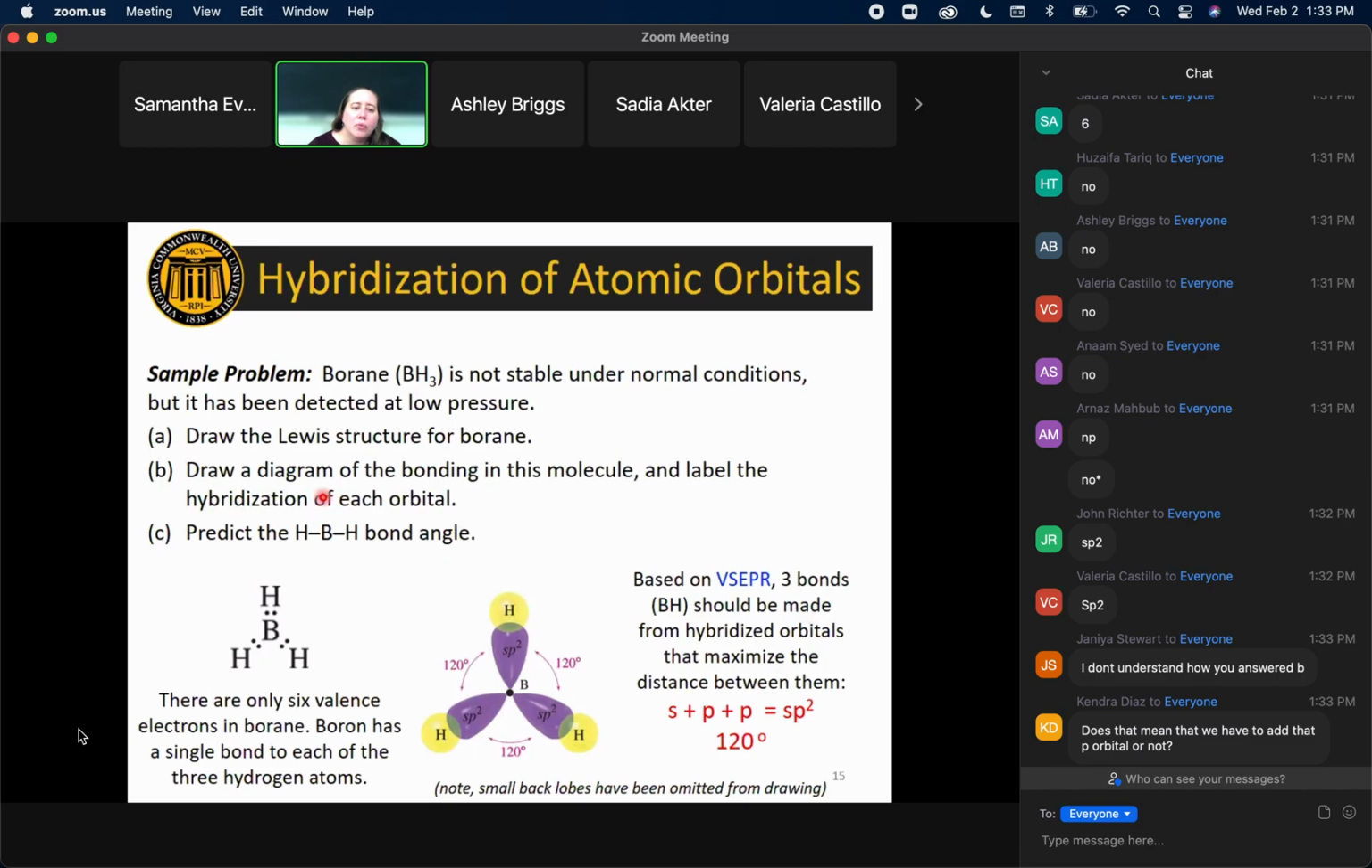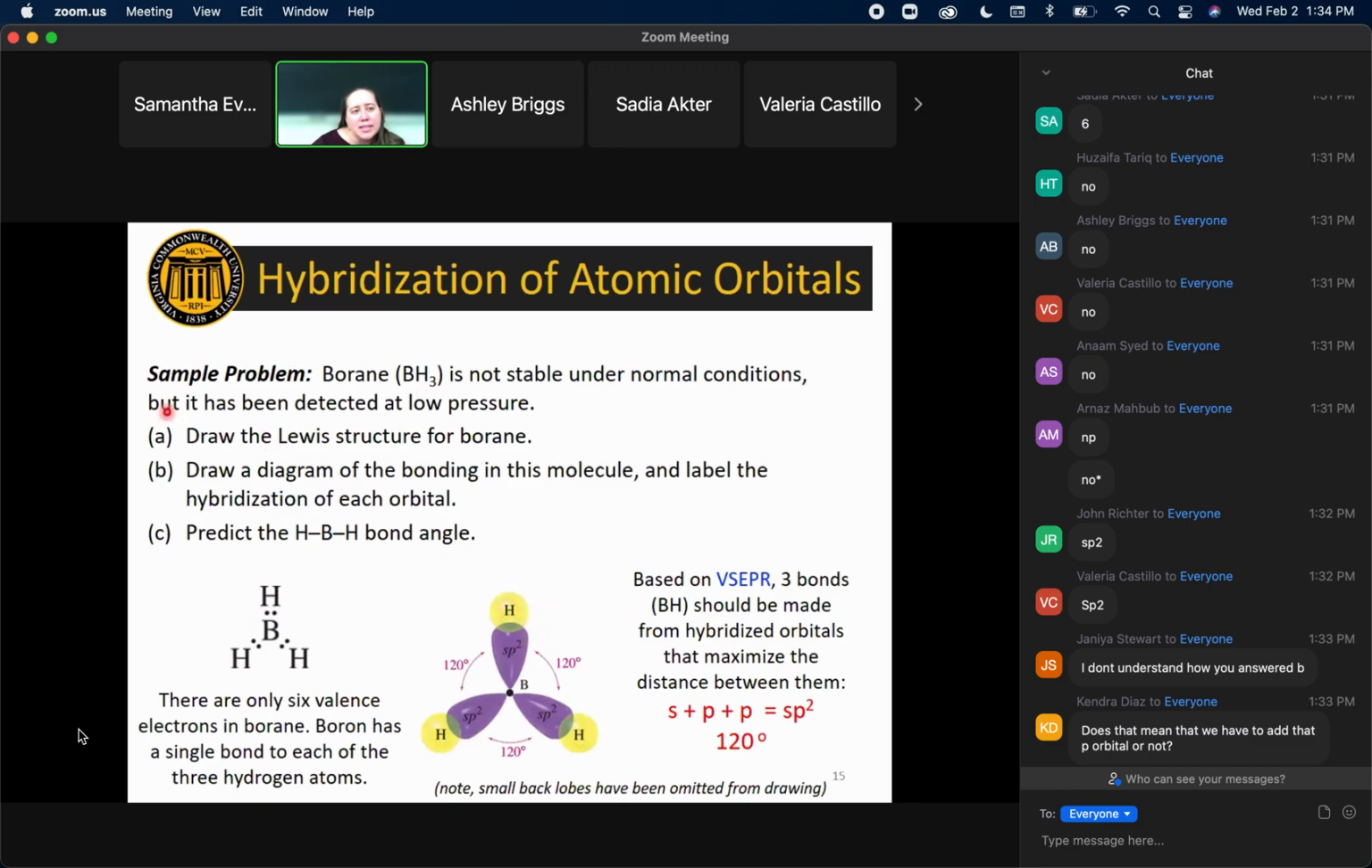So what I've asked for is a sketch of the bonding in the molecule. And so the bonding in the molecule is the orbitals that are participating in the bonds. So we know the boron has hybridized its orbitals to be able to participate in bonding. So it has these 3 orbitals. Those are the boron's atomic orbitals. And then each hydrogen atom has a 1s orbital that is bonding with the sp2 hybridized orbital on boron.